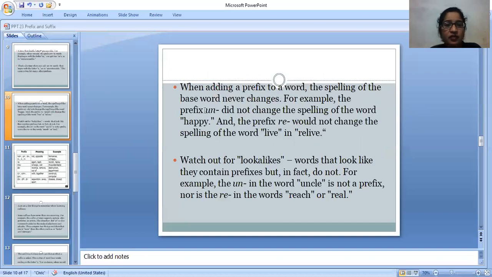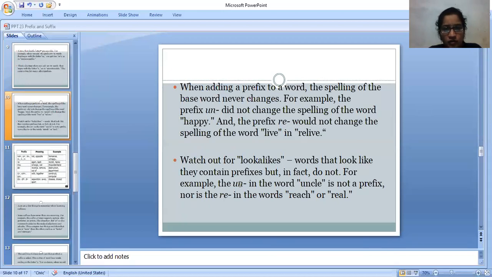For example, the prefix un did not change the spelling of the word happy, right? And the prefix re would not change the spelling of the word live in relive. So here, you take the word happy, and when you add the prefix un, what's the word you will get? Unhappy, right? There's no change in the spelling there. And if you take the word live, and when you add the prefix re, what's the word you will get? Relive. And there's no change in the spelling there.